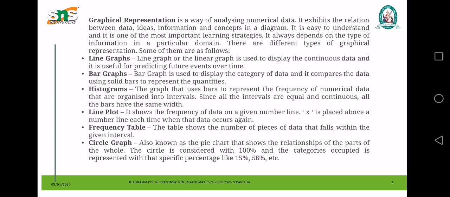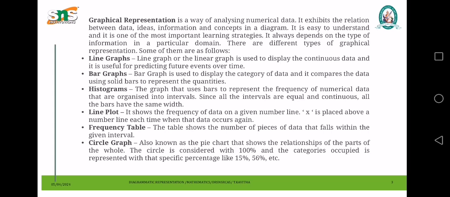Line graph. A line graph or a linear graph is used to display continuous data and it is useful for predicting future events over time. Bar graphs. A bar graph is used to display categories of data and it compares the data using solid bars to represent the quantities.